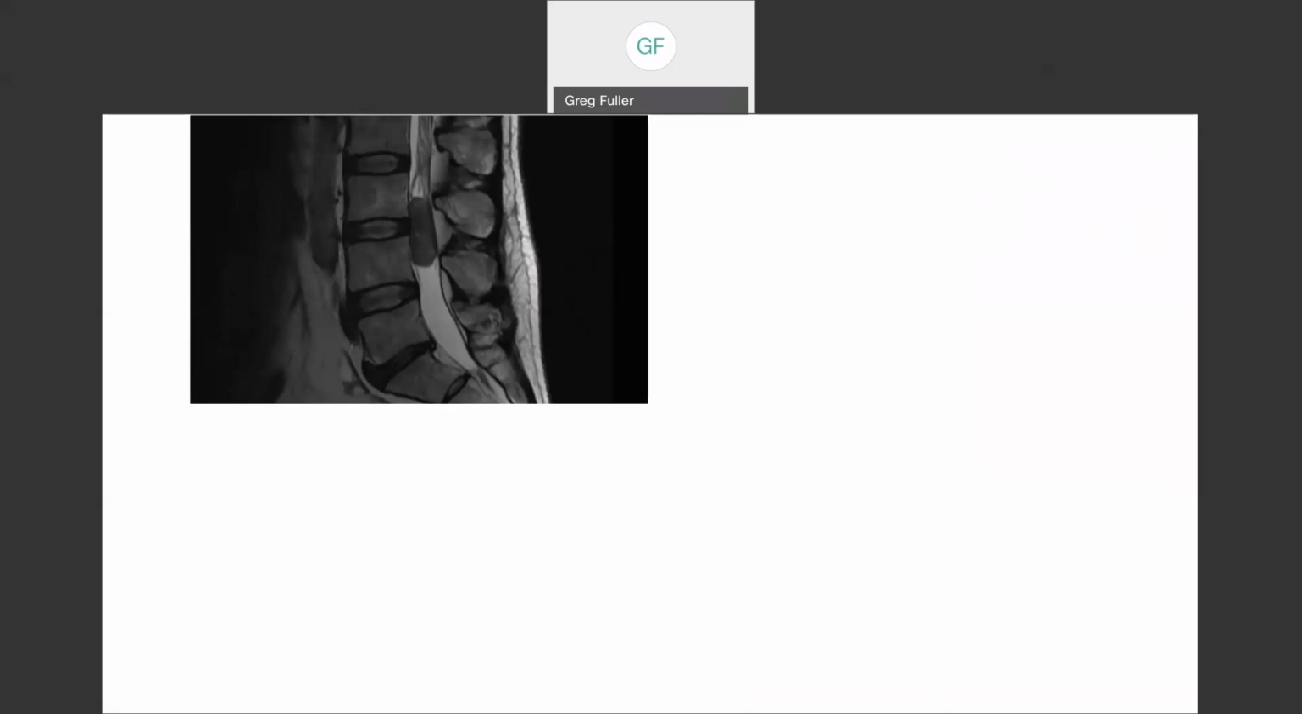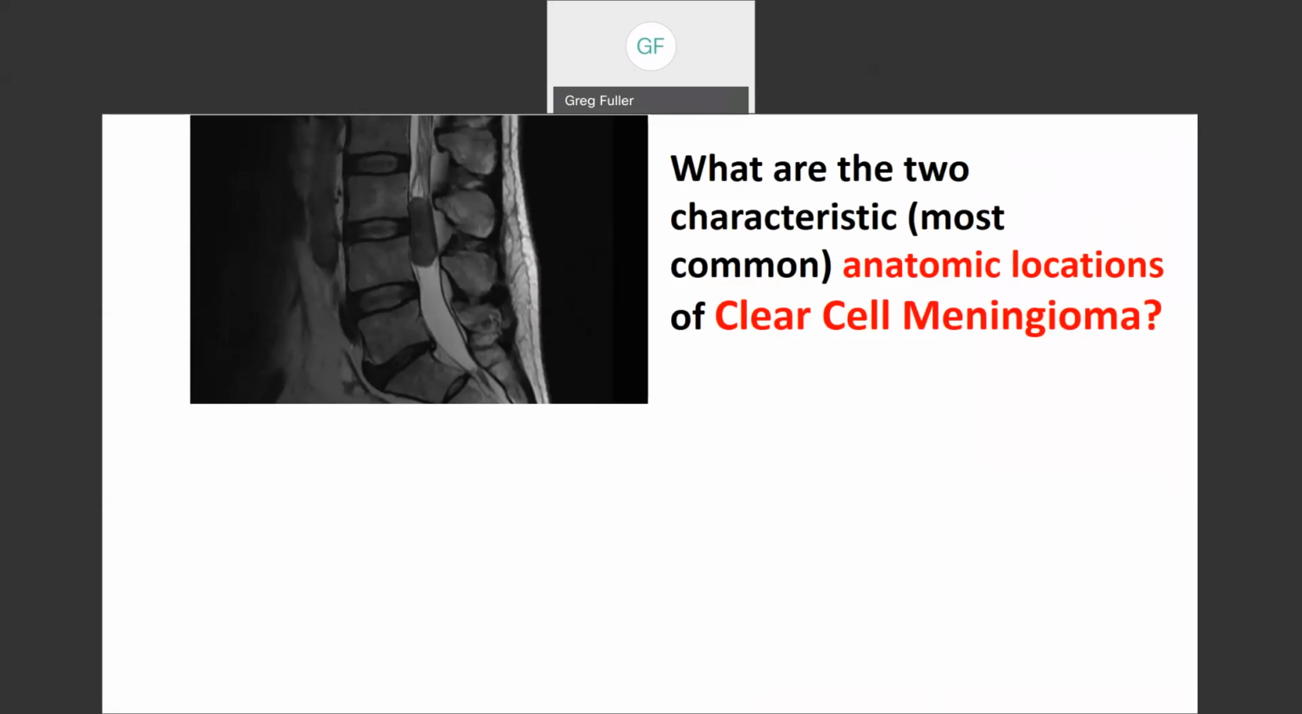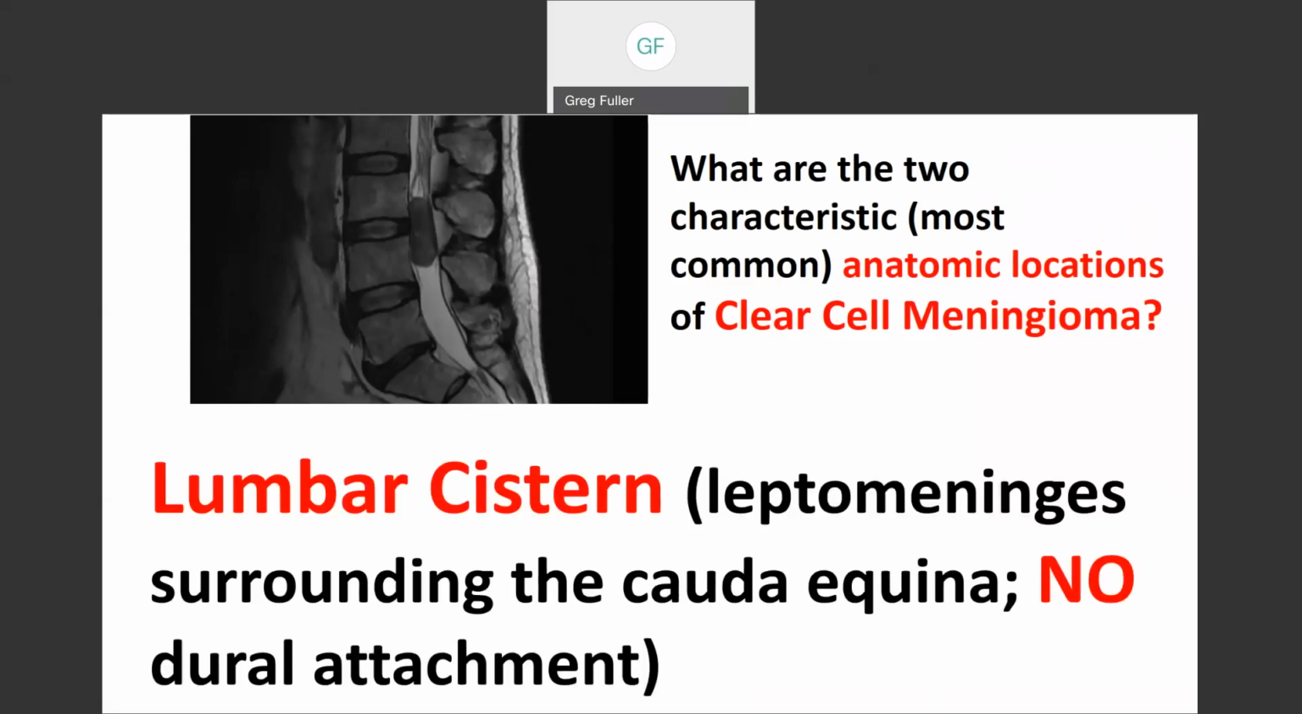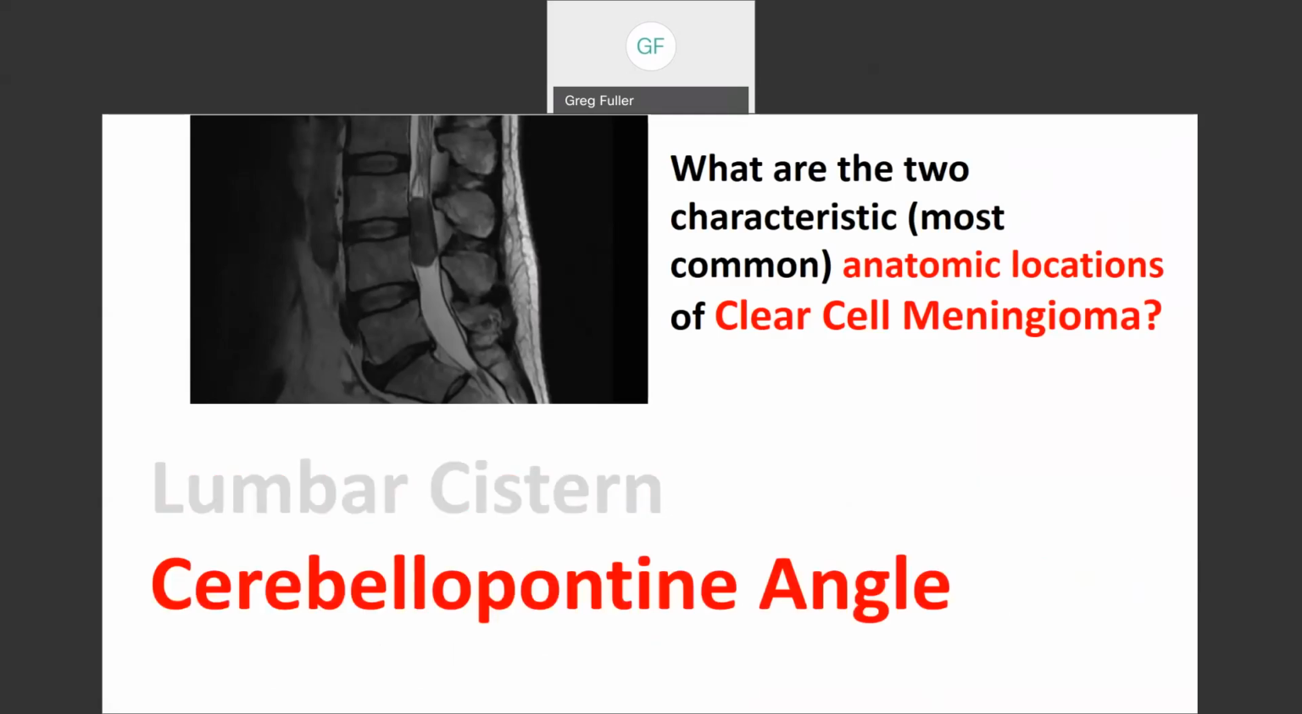The full morphologic spectrum of clear cell meningiomas, which we'll talk about in just a second, to your differential diagnosis list. Turns out, I'm getting ahead of the story, the two most common anatomic locations for clear cell meningioma are, number one, the cerebellopontine angle, and number two, the lumbar cistern, where they originate from the arachnoid surrounding the cauda. All right, and look, you're ready for the test. It's an open book exam. Two most characteristic anatomic locations, lumbar cistern, originating from leptomeninges. I just said all of that, no dural attachment. This is reinforcement. Everyone needs repetition. And the cerebellopontine angle, all right?